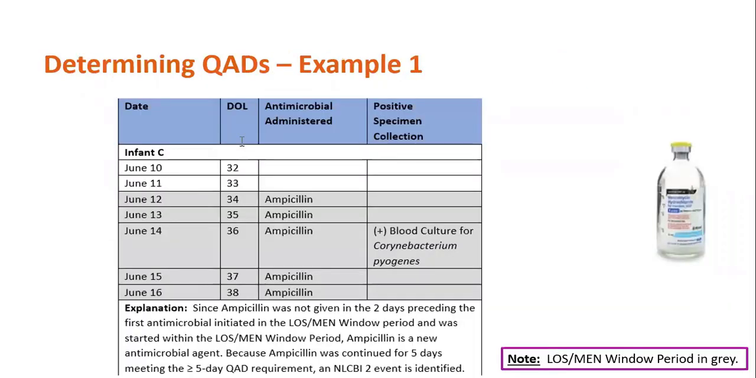On the screen, you will see an example of infant C. The Corynebacterium pyogenes blood culture on day of life 36 creates a June 12th through June 16th late onset sepsis men window period. Because ampicillin was not given in the 2 days preceding the first antimicrobial initiated in the late onset sepsis and meningitis window period and was started within the window period, ampicillin is considered a new antimicrobial agent. Because the ampicillin was continued for 5 days, it meets the 5-day QAD requirement and an NLCBI-2 is cited.